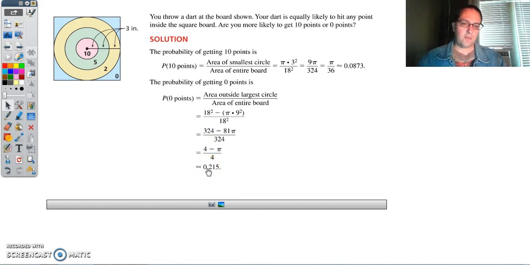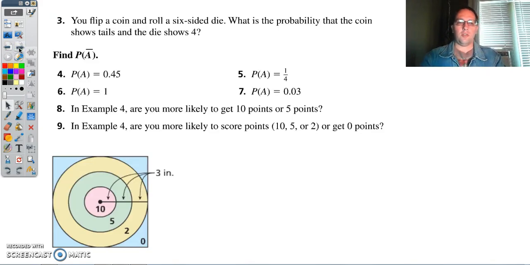So this is the probability of getting 0 points. Here's the probability of getting 10 points, and we see you're more likely to get 0 points than you are to get 10 points, if you're guaranteed to hit the board but have no clue where it's going to hit. All right? Okay, so what I want you to do is answer these questions here. Pause the video, work these out, then come back and check your work.